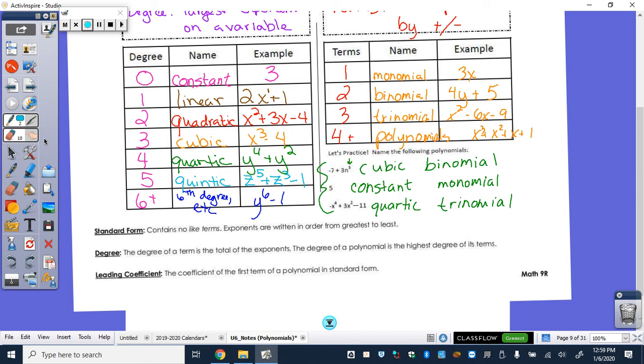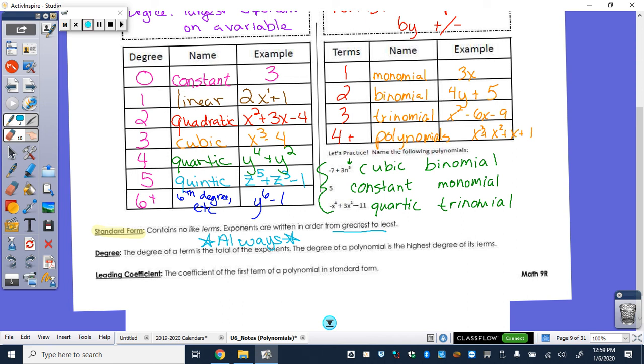So a couple of other little vocab things here. Standard form. Standard form means all of your like terms have been combined, which we're going to practice in a minute. And it's in order from greatest to least. So your exponents always go in order from the greatest exponent first to the smallest exponent last. And that's one of our unwritten rules of mathematics. They always want it in standard form, but they're not always going to tell you. You just have to know. It's kind of like simplifying. You always have to simplify, but they don't tell you every single time that you need to.